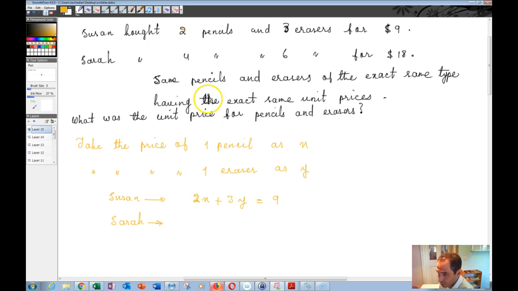So if the unit price of pencils is basically X, then the price of 4 pencils would be 4X, and then the price of basically 6 erasers would be 6Y, right? And she paid $18. So I take this as equation 1 and 2.